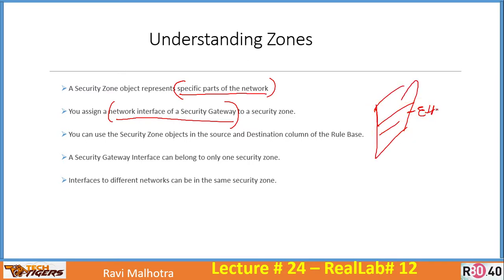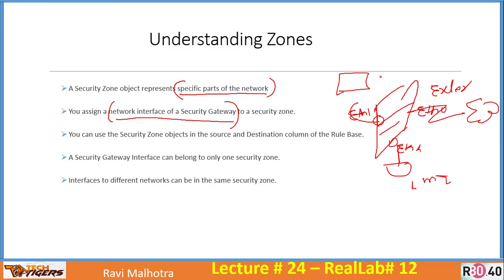That's ETH0. That is my external zone because that's connected to the internet, right? This is my ETH2. This is my DMZ. This is my ETH1, and this is connected to my core switch. This is my inside zone, right? So we assign these interfaces to zone objects. This is my external zone, this is my DMZ zone, this is my internal zone.